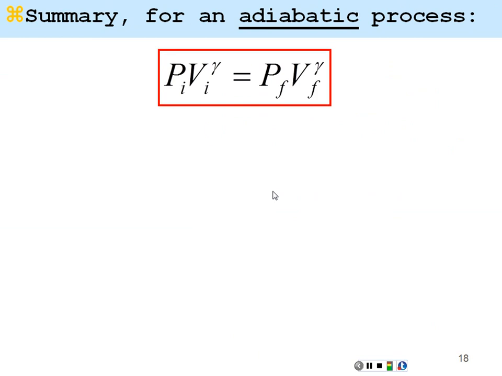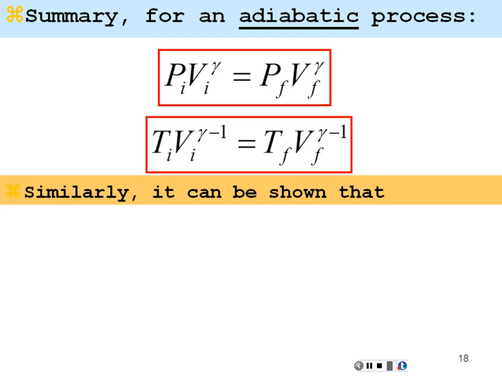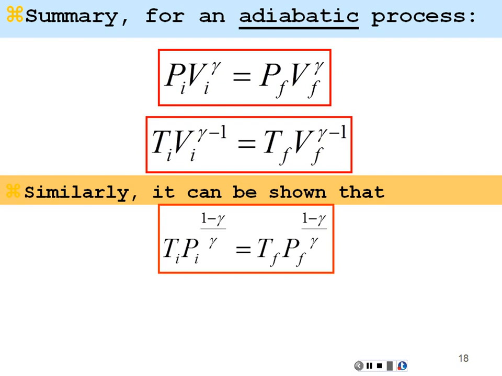So, a summary for adiabatic processes. P initial V initial to the gamma is P final V final to the gamma. We just proved T initial V initial to the gamma minus 1 is T final V final to the gamma minus 1. And similarly, through some algebra, we can also prove that T initial P initial to the 1 minus gamma over gamma is equal to T final P final to the 1 minus gamma over gamma. So gamma is going to be a very important quantity to know for the gas, and this will allow us to relate two of our state variables to the third state variable if we have an adiabatic process.